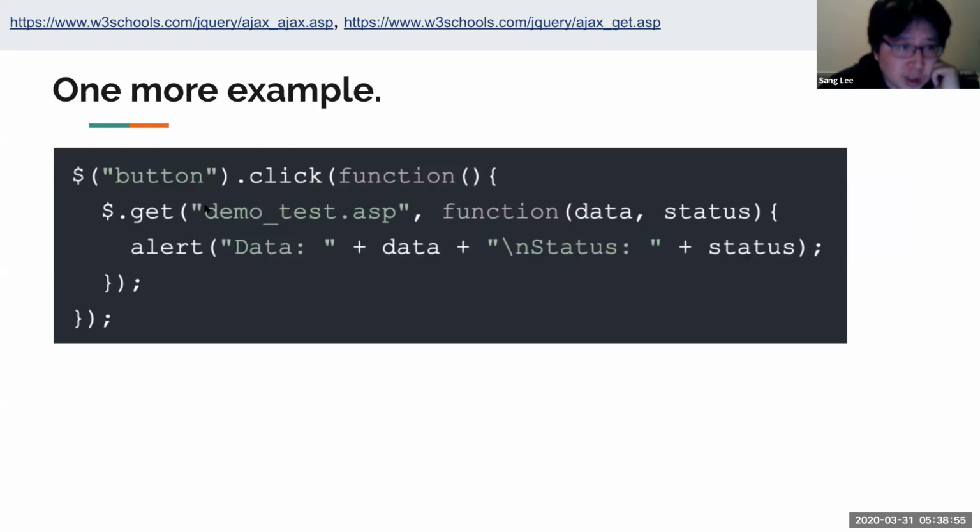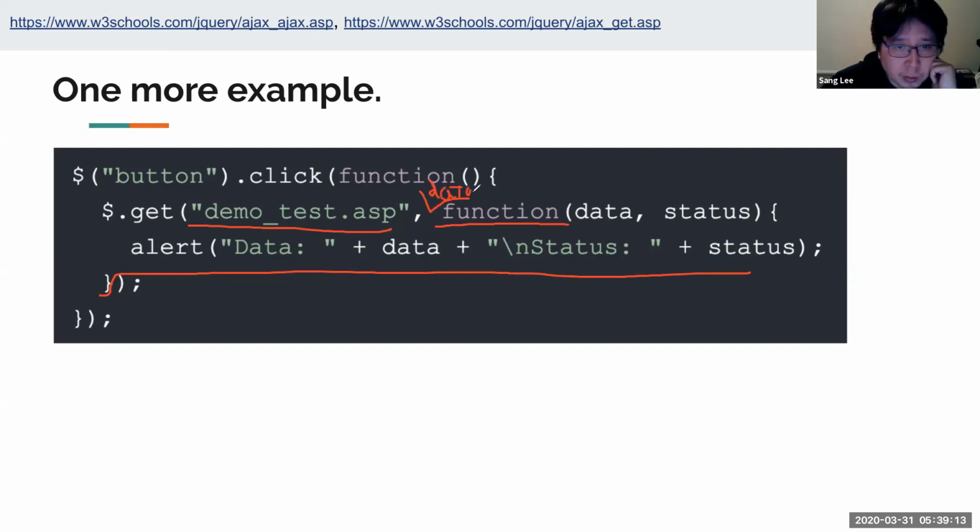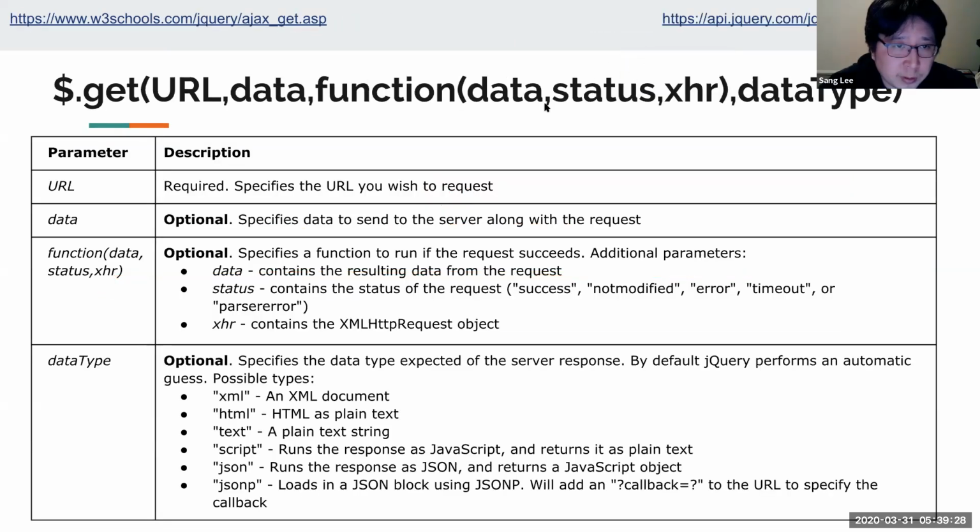Another example that we didn't see is the get method. The get method is basically more or less the same as post. This is the URL. This is the callback function. But there could be data. Data is optional, so you can specify it or you don't have to. Here I gave an actual specification of the get function of jQuery. See, the only required parameter is URL.